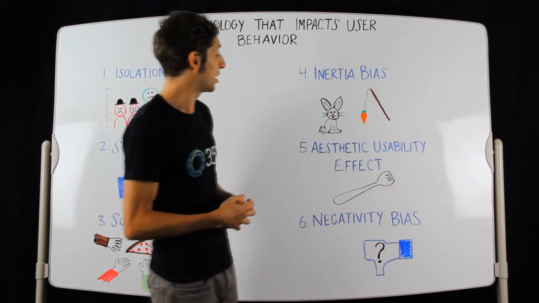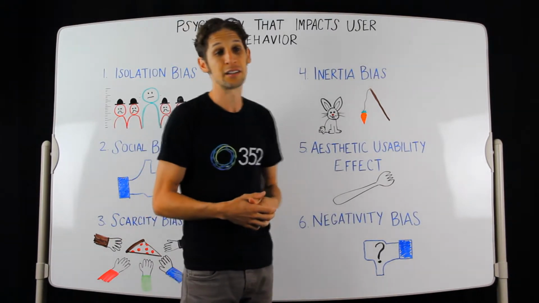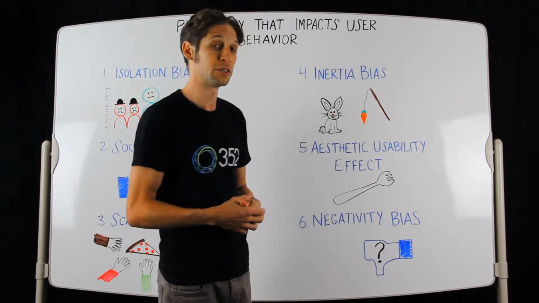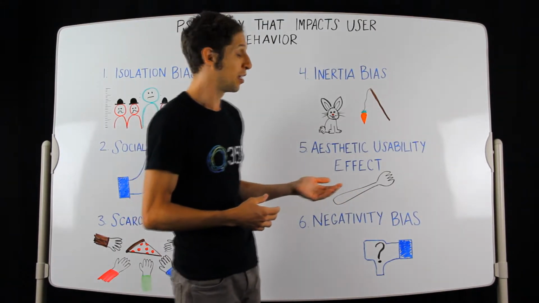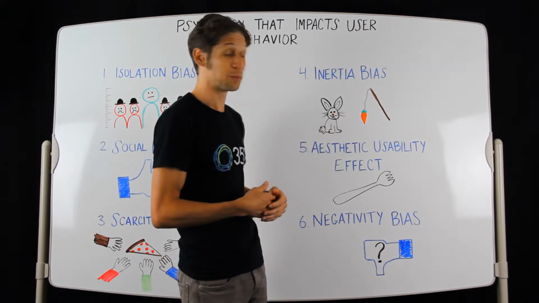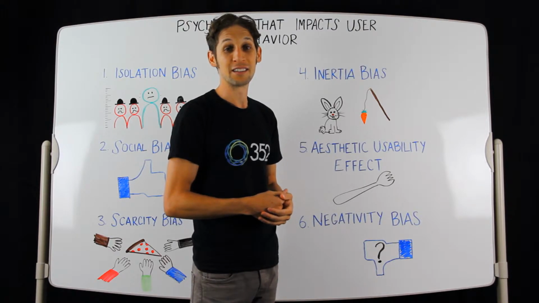The next one is aesthetic usability effect. So for this one, the idea is that we gravitate towards things that are more beautiful or appear easier to use. We have an example of a spork here. This is something that, in theory, looks like it would be easier to use because it's both a spoon and a fork, and that's awesome. But in reality, it's not easier to use.